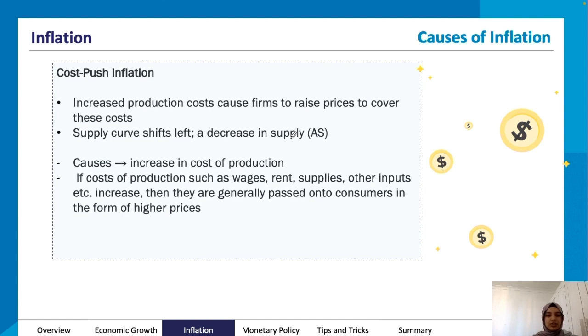So if costs of production such as wages, rent, supplies, other inputs, etc. increase, right? So it could even be rent. So let's say I have hired out a shop for my cake business and the rent has gone up by $15. I may just pass that on to the product. Same thing with wages. If there's a minimum wage increase, then the business will maybe pass on that rise onto the consumers, so they don't have to pay for it. So then they are generally passed on to consumers in the form of higher prices, which causes inflation. So yeah, hopefully that is all making sense.